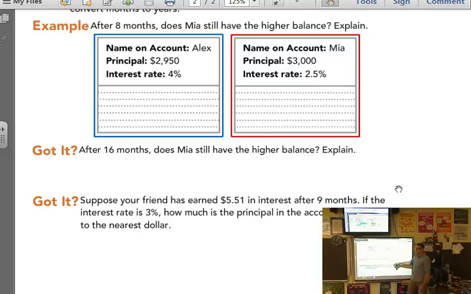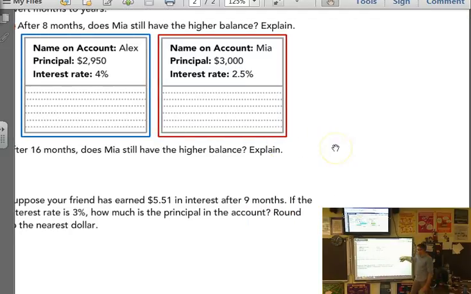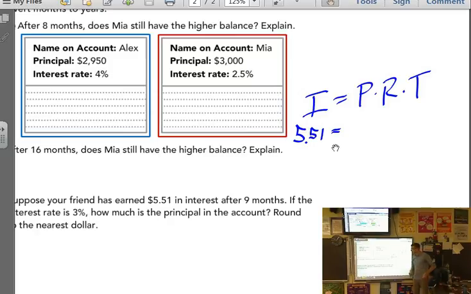So I can set up my formula, and I don't really have anywhere good to write, so I'm going to come right over here. Interest equals P times R times T. Principal times rate times time. We know how much interest here. That was $5.51. We don't know the principal.